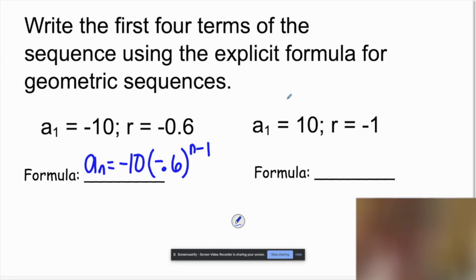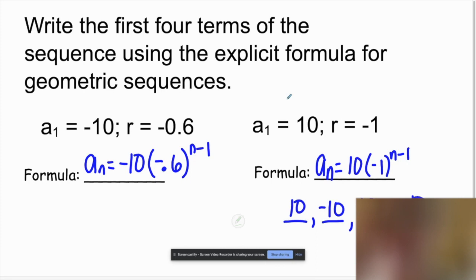Same thing goes for over here. We have our first term, our common ratio, raised to the n minus 1. So if it asks you for the first 4 terms, again, nothing is stopping you from saying, okay, I can take 10 and multiply it by -1, multiply it by -1, and multiply it by -1 again to get my sequence. Or you can easily keep plugging in to n. You can plug in n equals 1, n equals 2, n equals 3, n equals 4, and so on, all the way up to whatever number you're looking for.